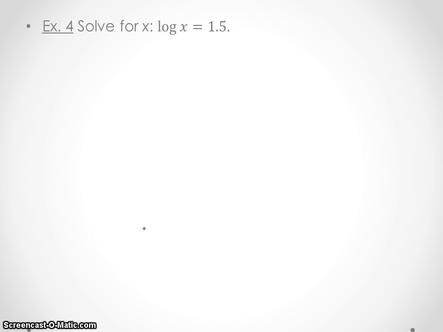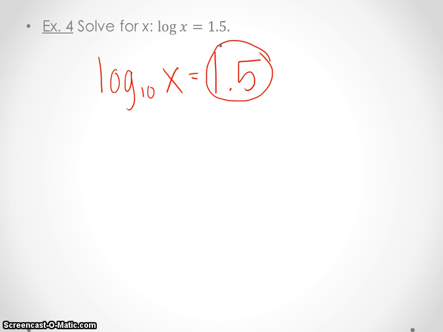Okie dokie. Example 4 says solve for x. We start out with log of x, so I'm going to say log base 10 of x, because we know it's base 10 right now, equals 1.5. All I'm going to do is rearrange this into my exponential form. So this is going to float over here and be an exponent for my base. So 10 to the 1.5 power should equal x, remembering that the x gets bumped this way.